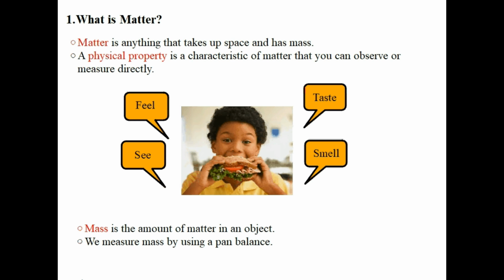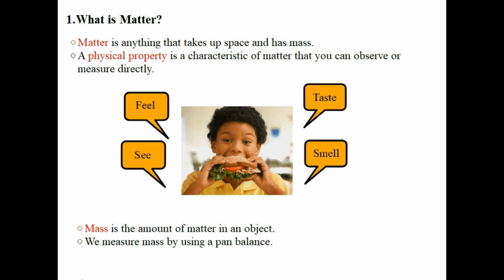In the picture, the boy is eating a sandwich. The boy can see different colors in the sandwich. He can taste if the sandwich is sour or salty. He can smell the bread in the sandwich, and he can feel if the bread is soft or hard. All of these are physical properties.